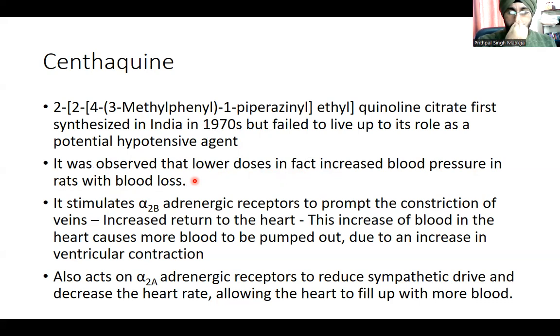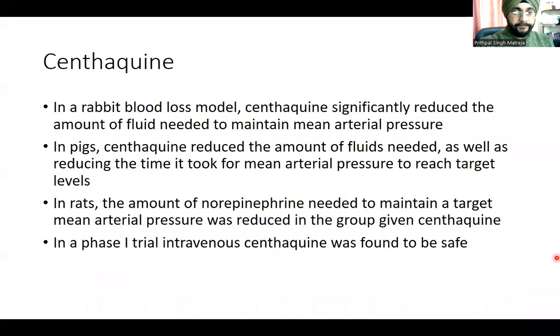Now, what is the exact mechanism of action? This drug tends to stimulate the alpha 2b adrenergic receptors, and it leads to constriction of veins, which increases the return to the heart, and this increase of blood in the heart causes more blood to be pumped out due to an increase in ventricular contraction. Apart from acting on the alpha 2b adrenergic receptors, it also acts on the alpha 2a adrenergic receptor, thereby reducing the sympathetic drive and decreasing the heart rate, thereby allowing the heart to fill up with more blood.